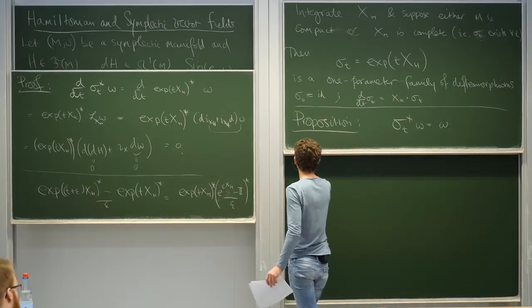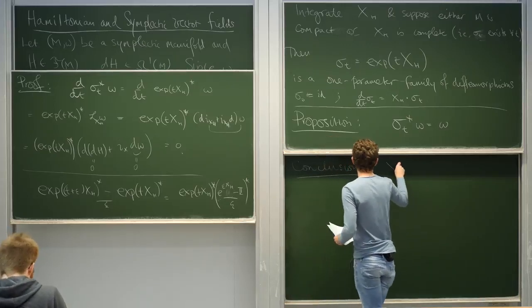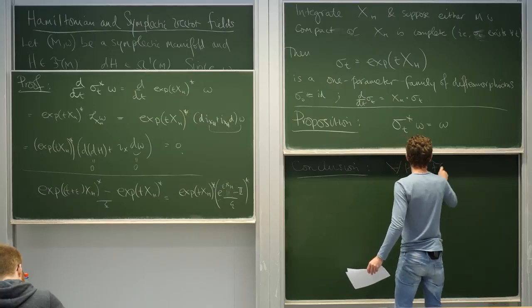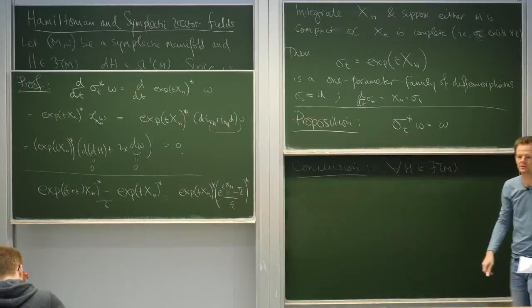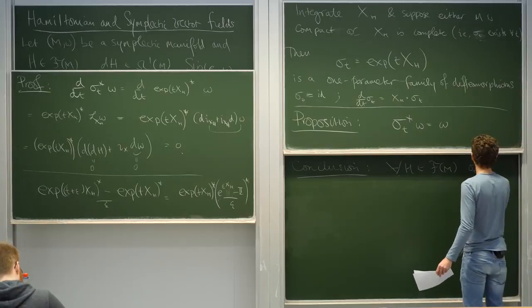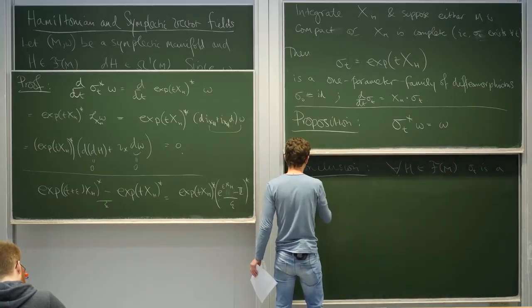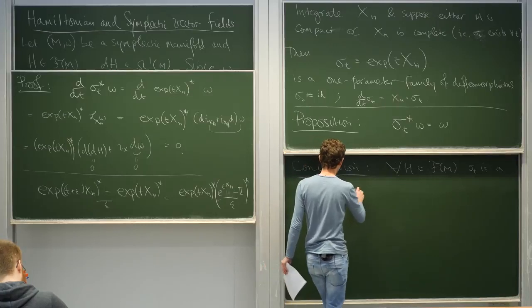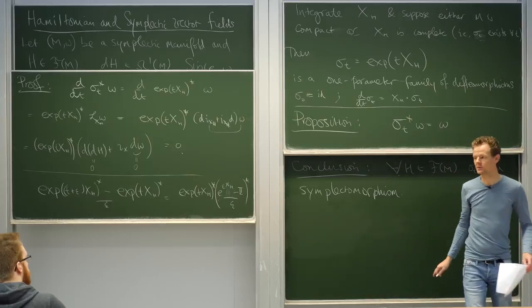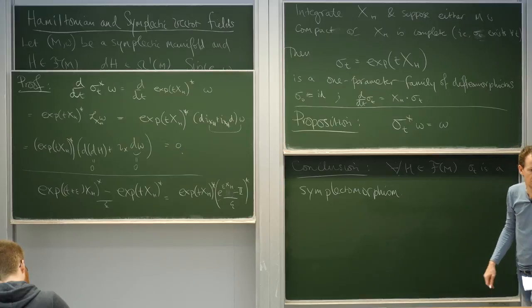So, conclusion. For all functions H on the symplectic manifold M, the sigma t is a symplectomorphism. So if you ever want a symplectomorphism, just pick a random function on the manifold, and then you'll get one.